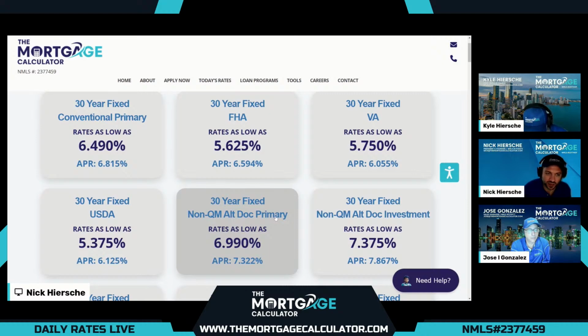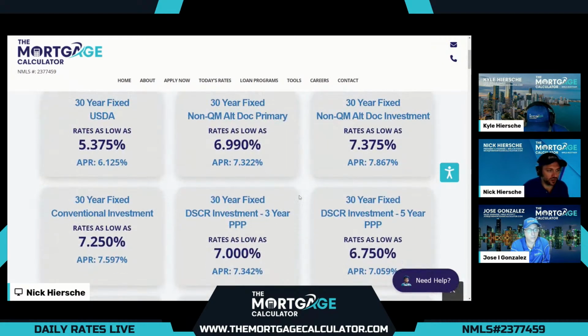may need to use. And moving on to investors. So first up for investment properties, again, our non-QM alt doc option, probably a bank statement or similar option. Rates come in today 7.375, final APR 7.867. So we'll compare that to the other options.